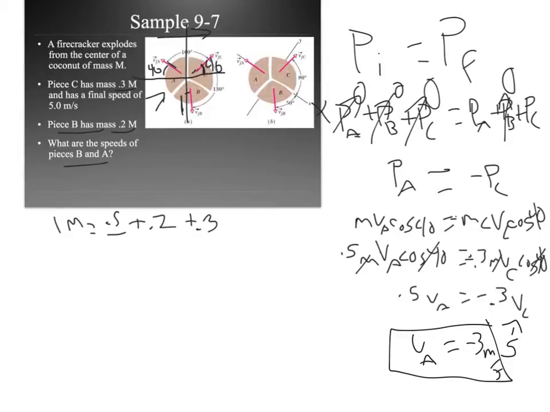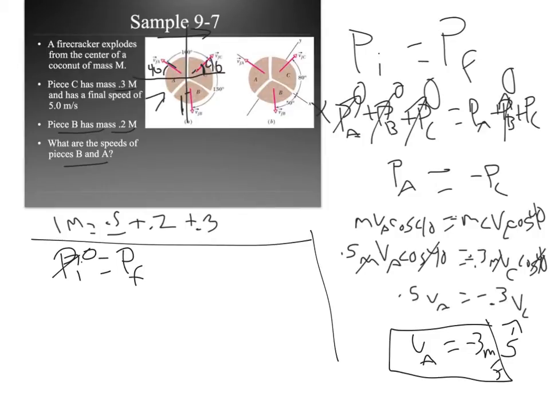And now we're going to find the speed for the other one. The way we're going to do that is by using the conservation of momentum for the y direction. And it's going to start the same. We're going to say the initial momentum equals the final momentum. This initial momentum is 0 because at first none of them had any momentum. So 0 equals PA, and these are all for the y direction now, plus PB plus PC.